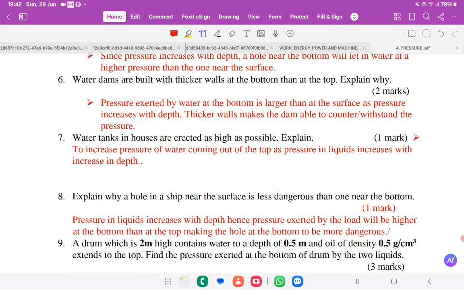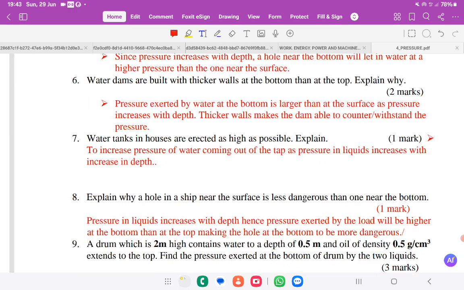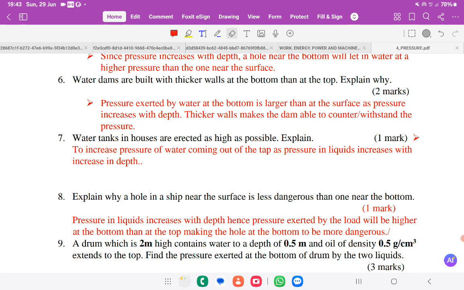Number 6, water dams are built with thicker walls at the bottom than at the top. Explain why. Okay, we just said that liquid pressure increases with depth. The higher the depth, the higher will be the pressure. So pressure exerted by water at the bottom is larger than at the surface, as pressure increases with depth. Thicker walls make the dam able to counter or withstand the pressure.